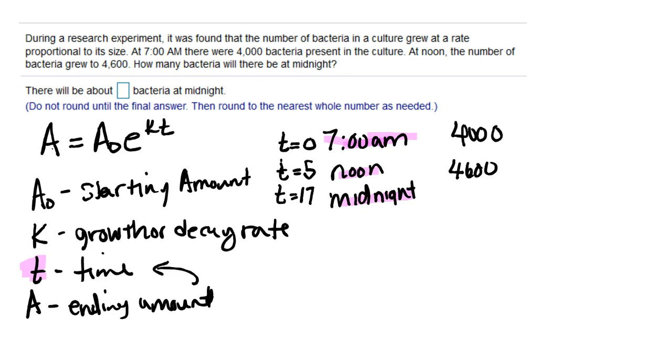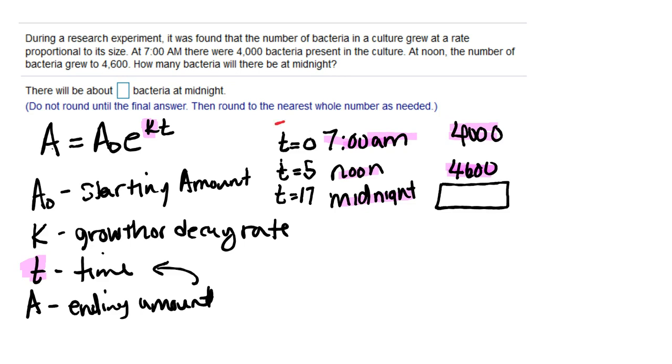So our ultimate goal is to fill in this missing piece of information: how much bacteria is there at midnight. But in order for us to do that, we need to figure out k, the growth or decay rate. In this case, it's growth. We grew from 4,000 to 4,600.